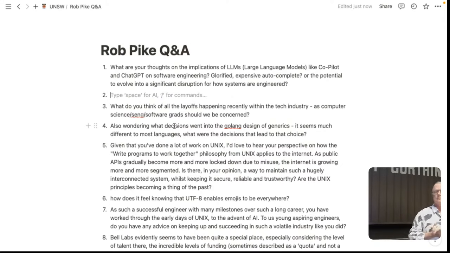We got a Golang-specific question, of course. Wondering what decisions went into the design of generics? It seems different to most languages. What were the decisions that led to the choice? I'm not really the right person to answer that because I didn't do any of that. Ian Taylor was the driving force behind it.